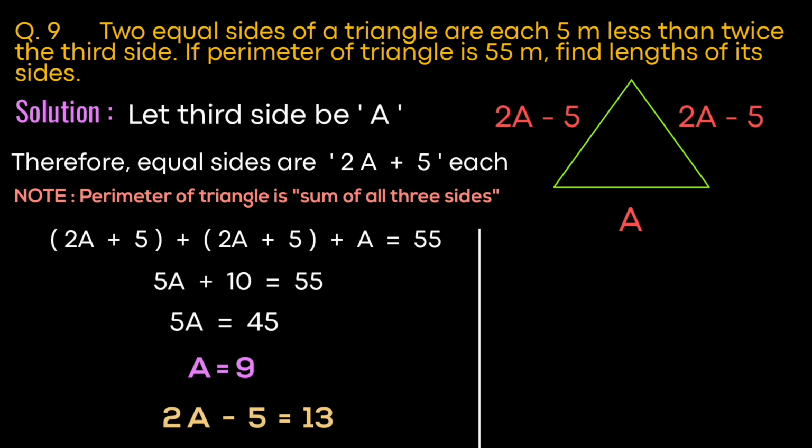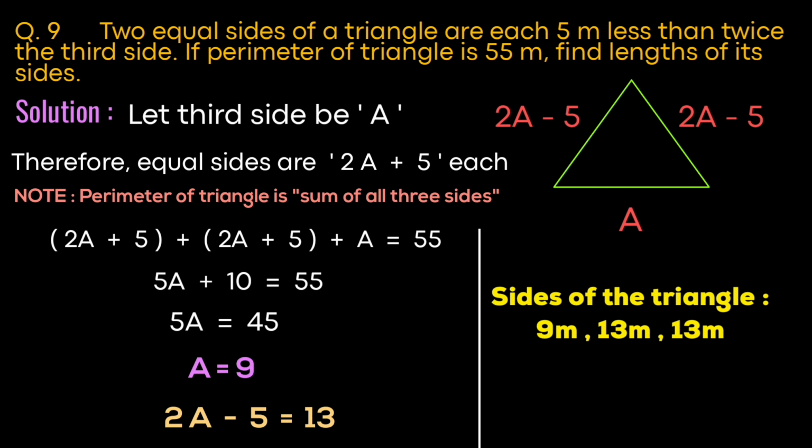The equal sides are 2a minus 5, that is equal to 13 meters each. So the sides of the triangle are 9 meters, 13 meters and 13 meters.